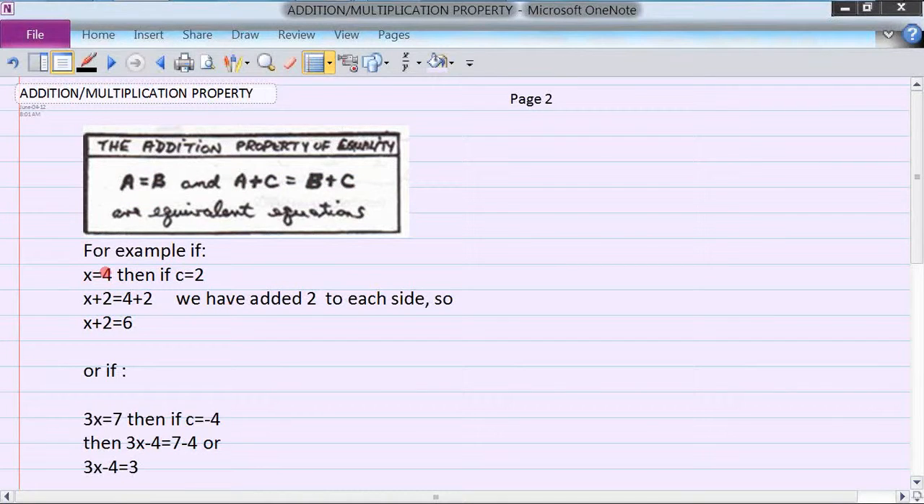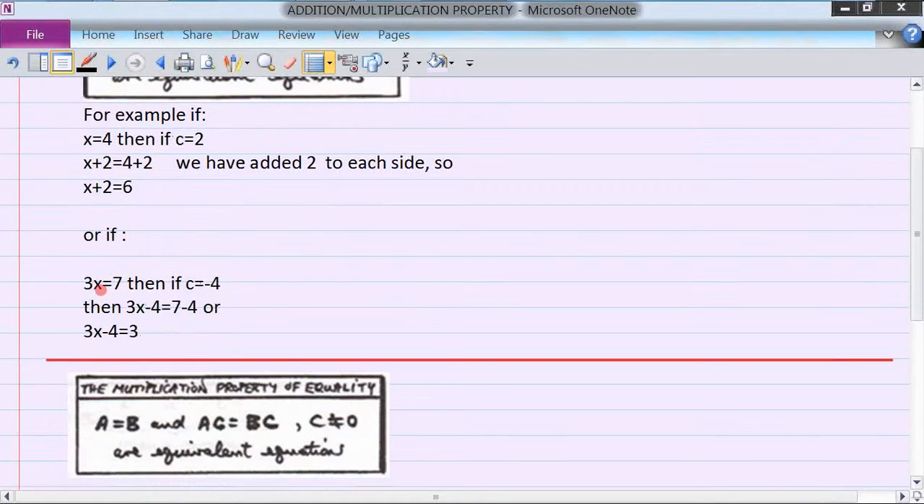So let's say, for example, I have x equals 4, and in this case I just make c equal to 2, and I'm going to add 2 to the left side of this equation. I'm adding 2 to the left side, so I get x plus 2. Then in order to keep the equation the same, I must add 2 to the right side, and that's why I have 4 plus 2. So x plus 2 is this, 4 plus 2 is 6. So I haven't really changed the equation. This is equivalent to that, and that's the addition property.